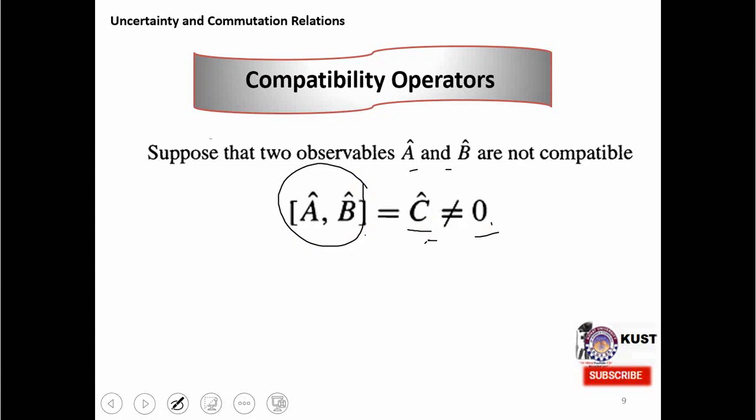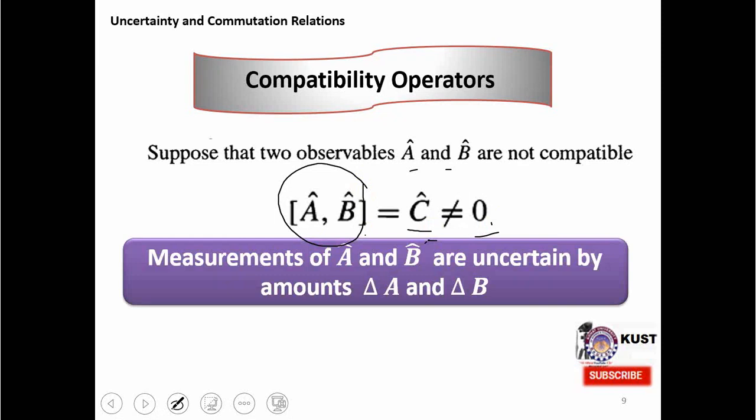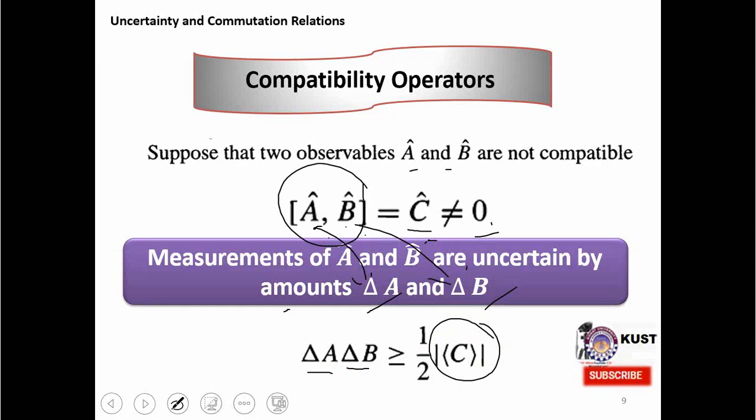We now do some statistical analysis for this as well, and we say that measurements of A and B are uncertain by amounts delta A and delta B. So there are two operators, operator A and operator B, and the uncertainty in A is delta A, and in B is delta B. When we multiply delta A and delta B, this must be greater than or equal to the expectation value of C. And what is C? This is the commutator of A and B, whatever the commutator is.